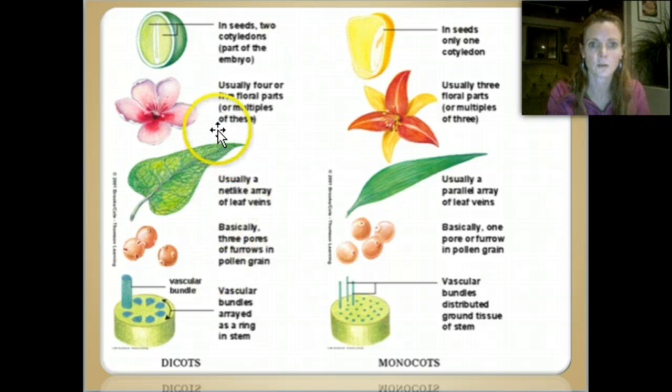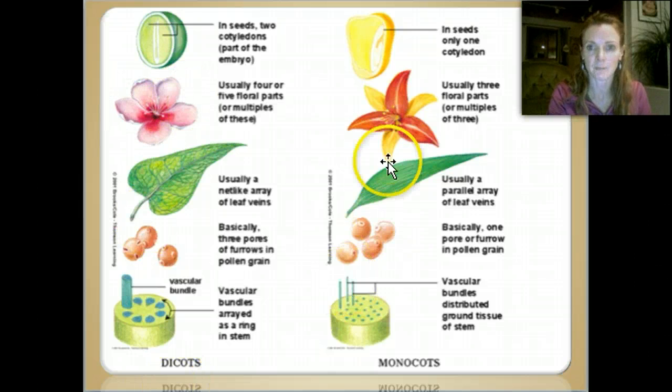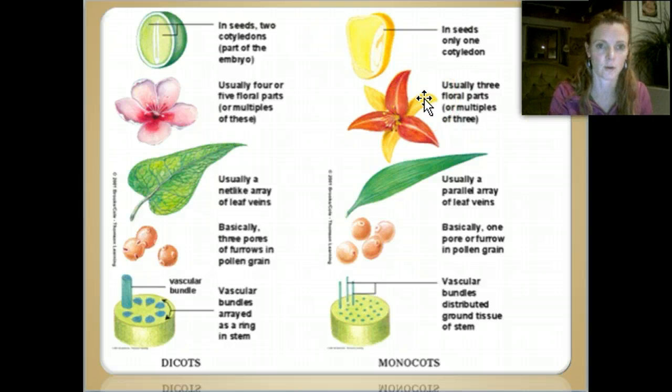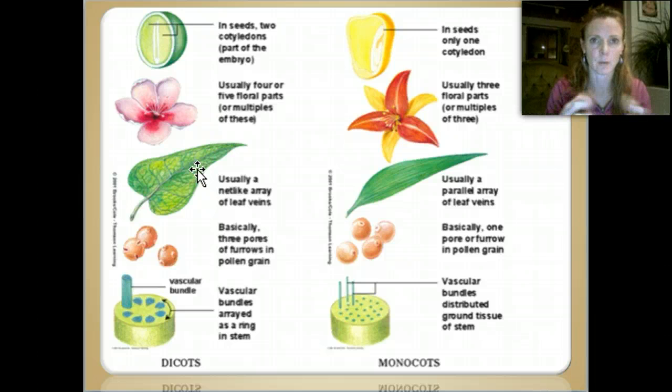With dicots, usually there's 4 or 5 floral parts, okay? Or multiples of these, okay? So you'll always know that if you can count the petals, 1, 2, 3, 4, 5, you're looking at a dicot. Whereas with a monocot, there's usually 3 or multiples of 3. So you're going to see like 3 or 6 and so forth, okay? With dicots, usually there's kind of a veiny looking, like a net-looking network of veins, okay?